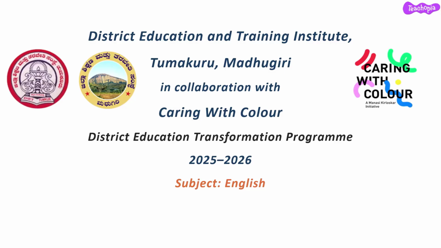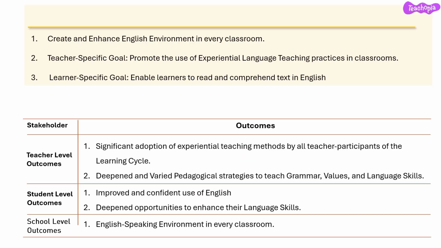Here, we as teachers will be empowered and guided towards making the upcoming months more engaging and collaborative. A couple of things that we would like to achieve by the end of 2025 and 26 are quite simple as usual. We would like to create and enhance the English environment in each of our classrooms. How would we like to do this? By first promoting ETL practices in our classrooms and then enabling our learners to read and comprehend text in English.